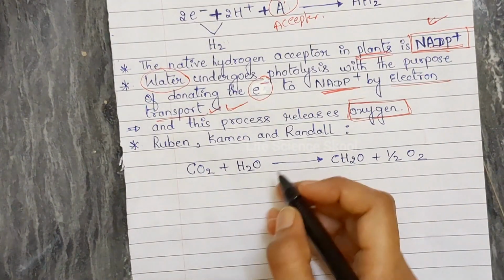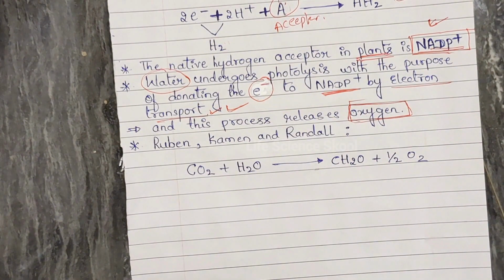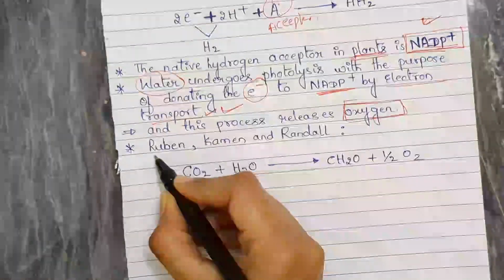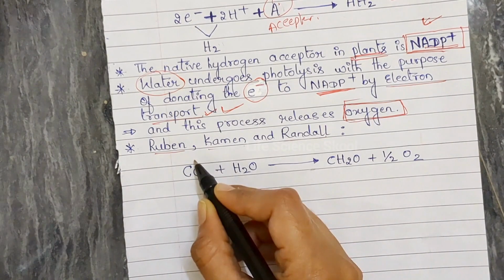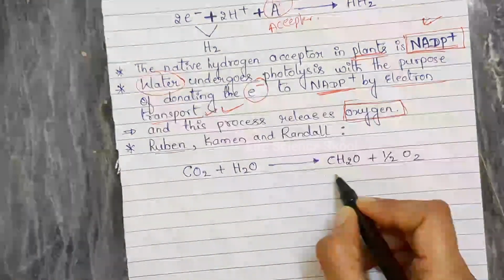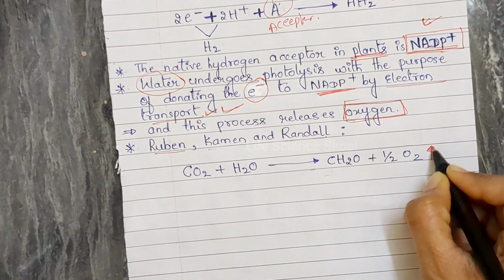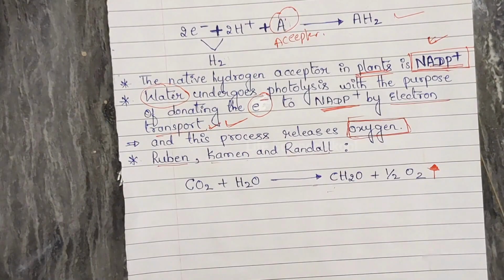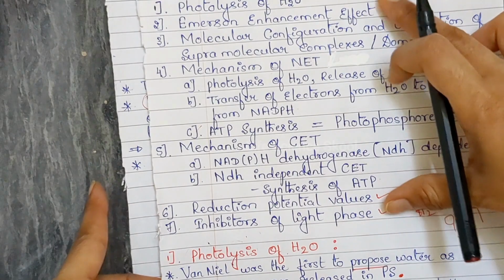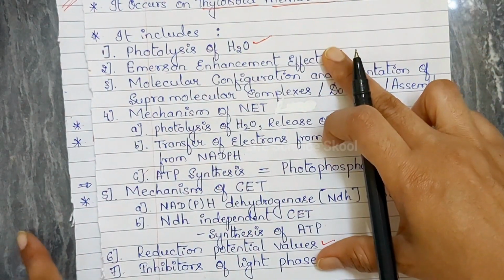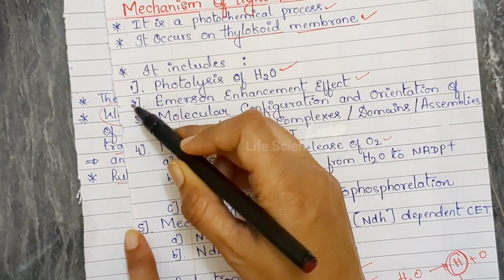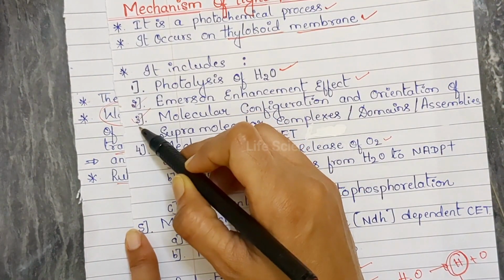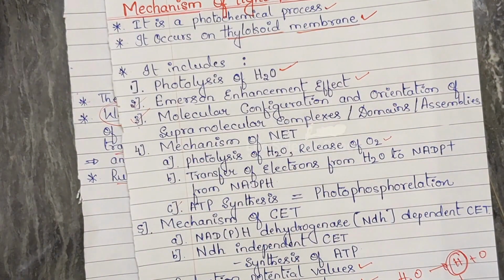This equation was given by the scientists Ruben, Kamen and Randall: carbon dioxide plus water gives rise to carbohydrates and there is a release of oxygen. That's about the photolysis of water. In the next video we are going to study all these things in detail, and these are all important. Possibly we will cover the second and third ones.